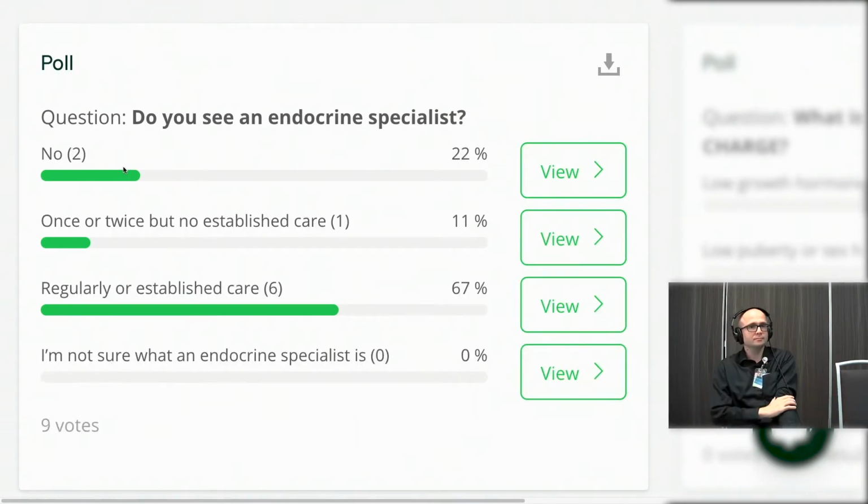Do I just advance? So it looks like of this group, quite a number of you regularly see an endocrinologist, and about a third of you might have seen an endocrinologist once or twice or not at all. And nobody doesn't know what an endocrinologist is.